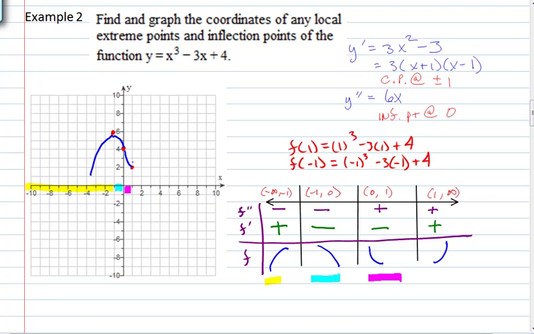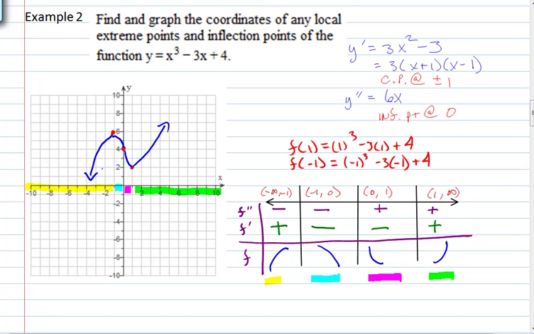That's this shape. And then the next region, I ran out of colors. Oh, green, there we go. That's from 1 to infinity. The graph is increasing concave up. All right.